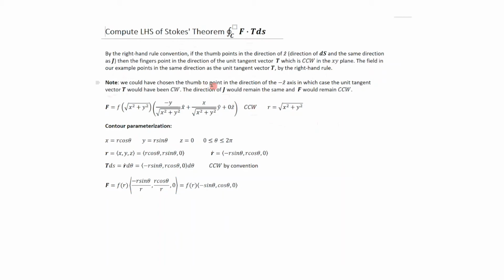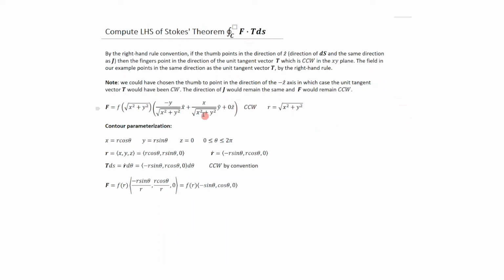Note, we could have chosen the thumb to point in the minus z-hat direction, in which case the unit tangent vector t would have been clockwise. The direction of J would remain the same, and F would still remain counterclockwise. You can work this out as an experiment if you wish. I chose it this way so that all dot products produce positive quantities.